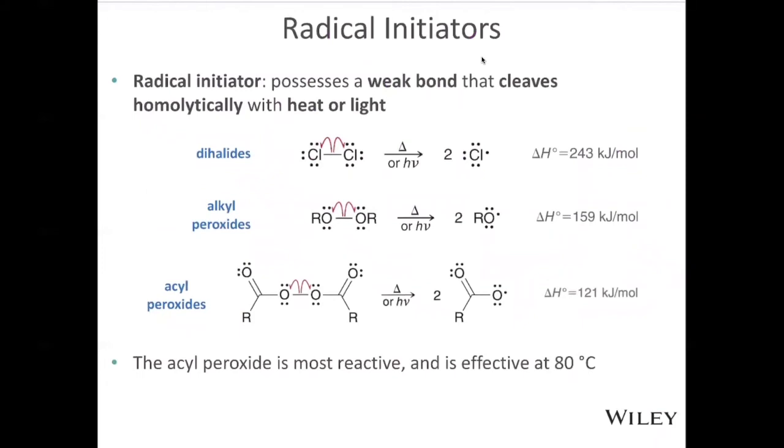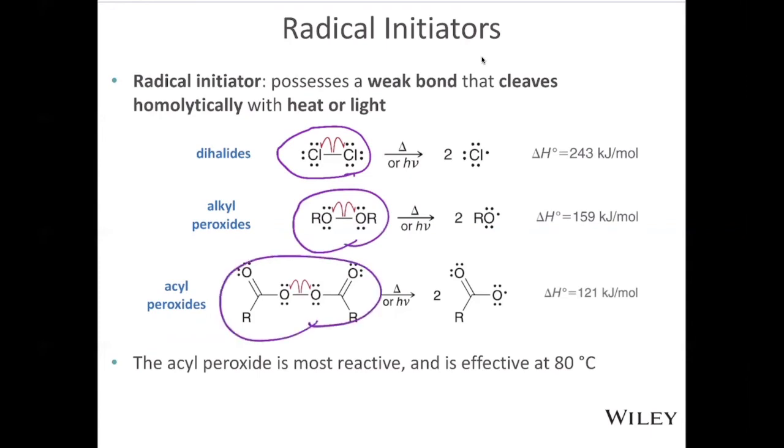How do we get this all going? Well, it turns out we need initiators. So radical initiators possess a very weak bond that cleaves homolytically with light or heat. Dihalides are a great example. Peroxides are a great example, and this acyl peroxide as well. And those are three very common species that are used to get radical reactions going.